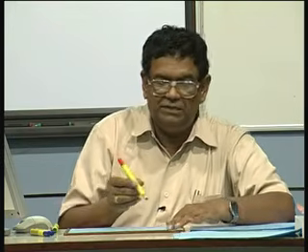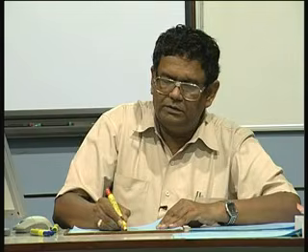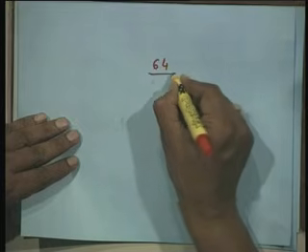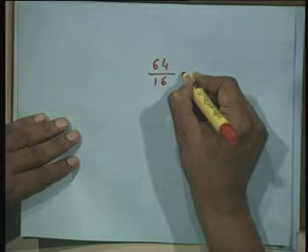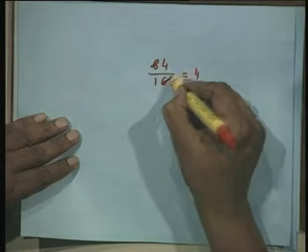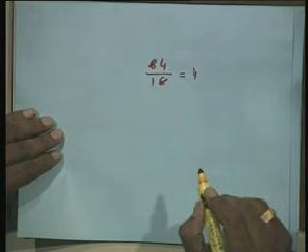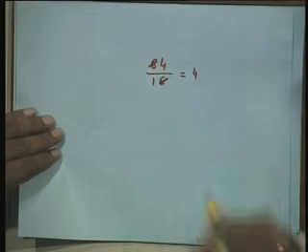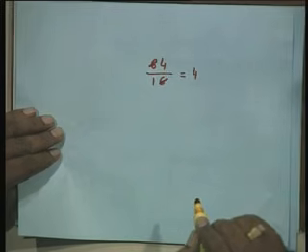I will give you an example. (64 by 16), the answer is 4. If you just cancel 6 and 6 and get 4, this is wrong. So, even if you get a correct answer, there is no guarantee that you have done it correctly. You might have made 2 mistakes which cancel each other, and still you may get a correct answer.